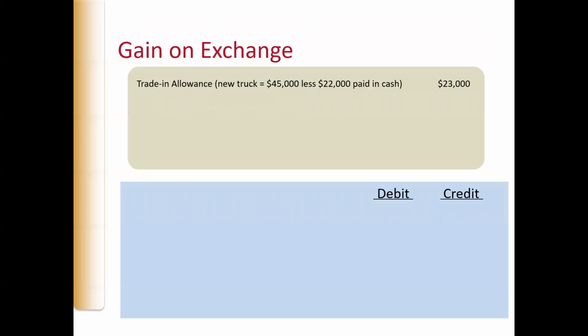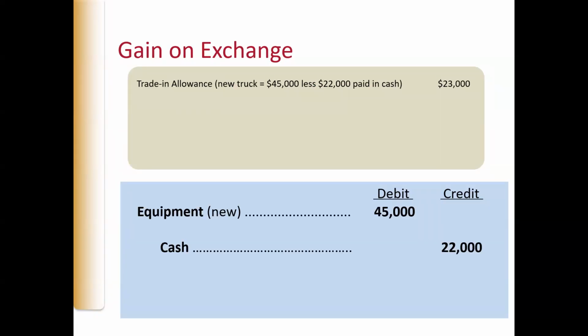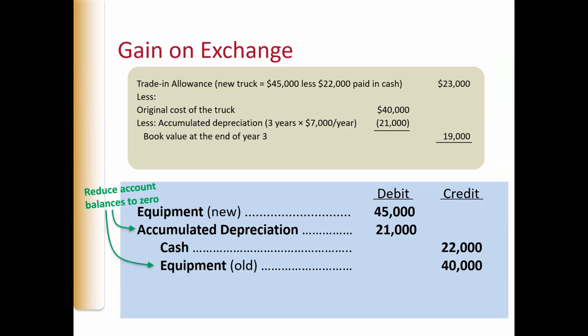Now let's talk about what happens when we exchange assets. We traded in a new truck for our old truck and cash. So we obviously traded in the old truck. They gave us $23,000 for it. So we have to show the new equipment. We have to show the cash we paid.